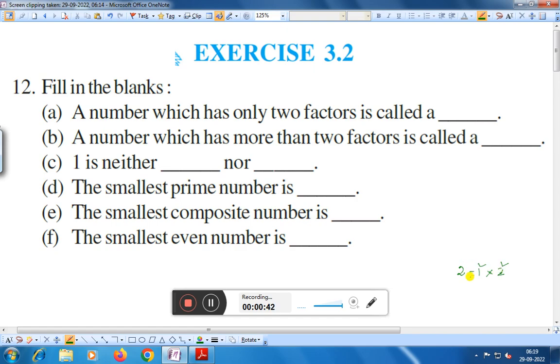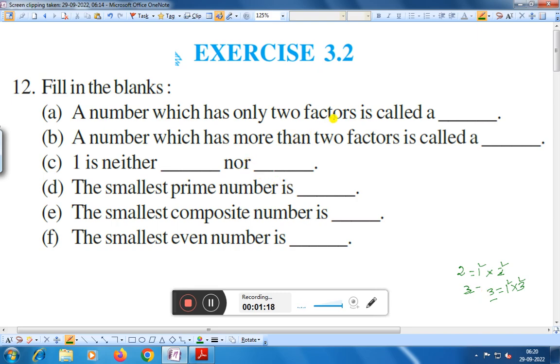In the same way, if we write 3, we can write 3 is equal to 1 into 3. And you see here it has also two factors, 1 and the number itself. That means 3 is also a prime number. That means a prime number can be defined as a number that has only two factors, 1 and the number itself. Therefore, we can say that a number which has only two factors is called a prime number.